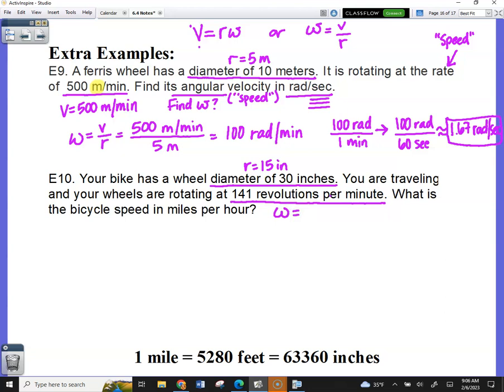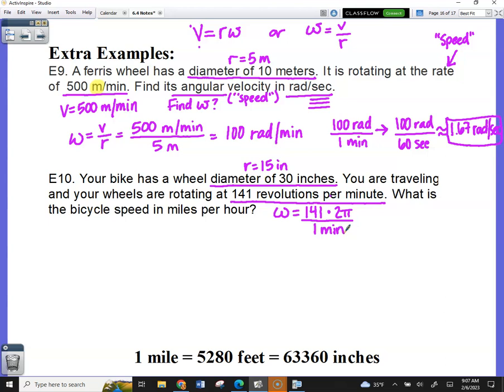Now we need to fix it though, because it didn't say radians per minute. It just says how many times it's turning. Go back to what you know. What's one full rotation? 2 pi. So we need to get this in radian format. So 141 times 2 pi. I am going to write this over the number 1 because it is per 1 minute, right? So I can keep my mindset in the fact that this is a rate.